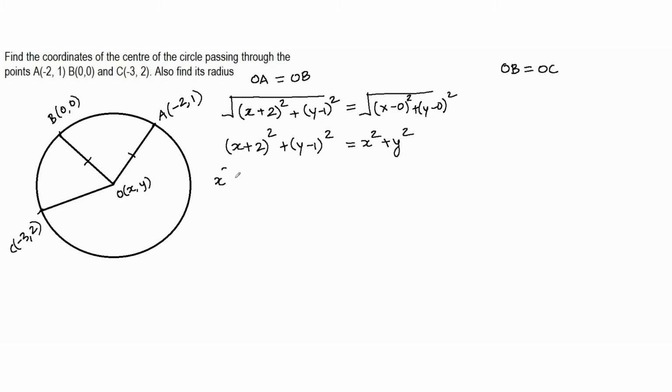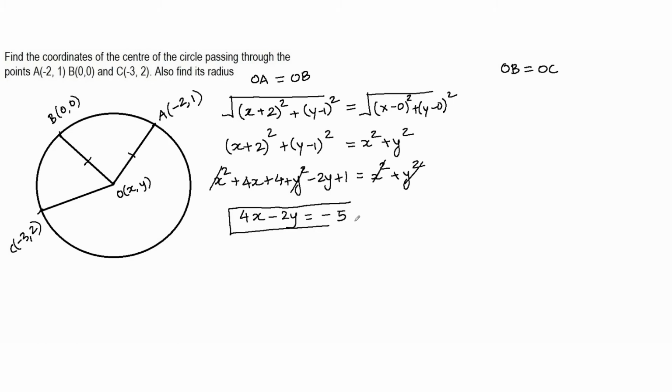Opening up the brackets, we get x square plus 4x plus 4 plus y square minus 2y plus 1 is equal to x square plus y square. X square and x square cancels, y square and y square cancels. So we get 4x minus 2y is equal to minus 5. This is the first equation, right?